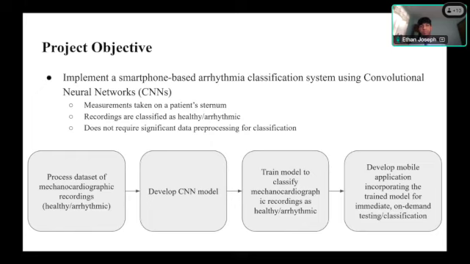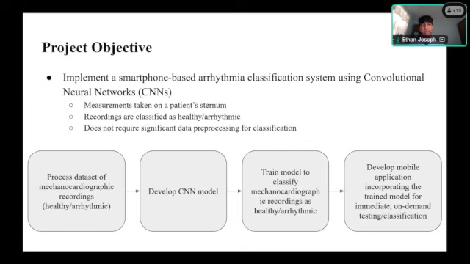The focus of this project was to develop a smartphone based arrhythmia classification system that uses a specific machine learning technique known as convolutional neural networks to generate classifications. Ultimately, the purpose of this project was to provide an interface for measurements to be taken from a smartphone resting on a patient's sternum, classified as healthy or arrhythmic, and also not require significant data preprocessing and manual processing as in prior work. So this flowchart towards the bottom of the screen here showcases the process of this project.